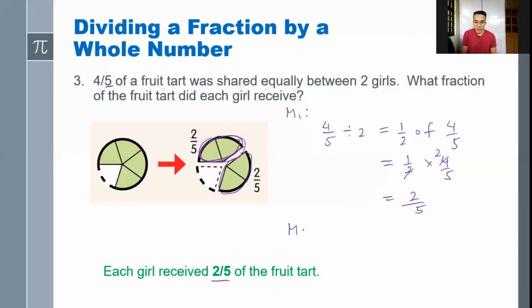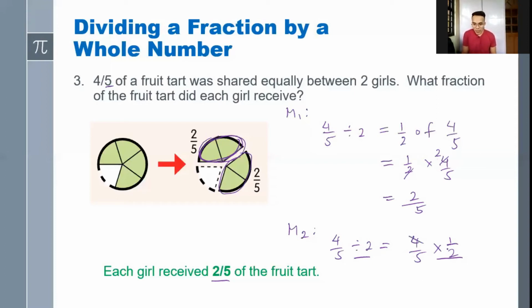And our method number 2, we have 4/5 divided by 2. This is the same as 4/5 times 1/2. Because when you divide a fraction by 2, that is the same as multiplying that fraction by 1/2. Or 1/2 times 4/5 is the same as 4/5 times 1/2.